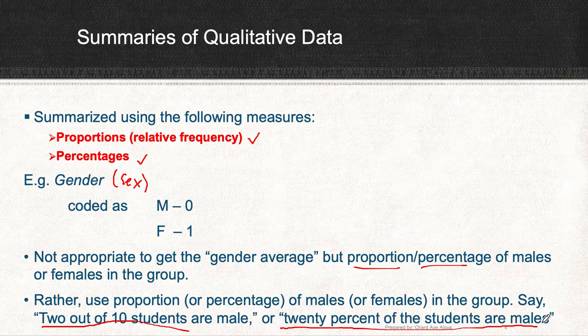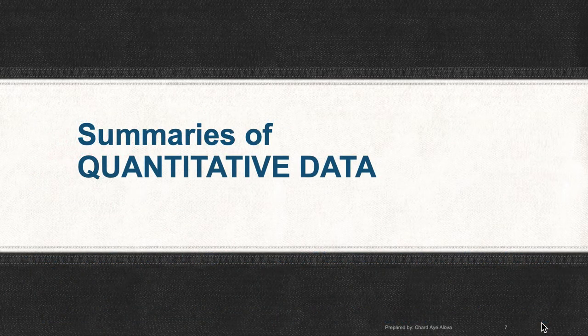That's actually all that there is for qualitative data. There is not much that we can do. We just need to get the proportion or relative frequency and then the percentages. Now let's move on to summaries of quantitative data.